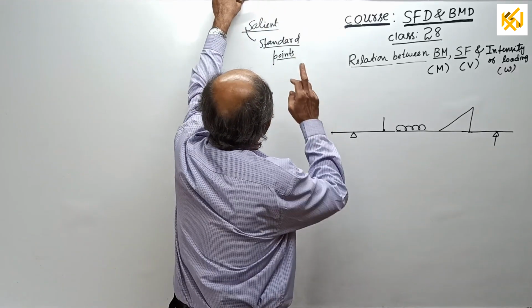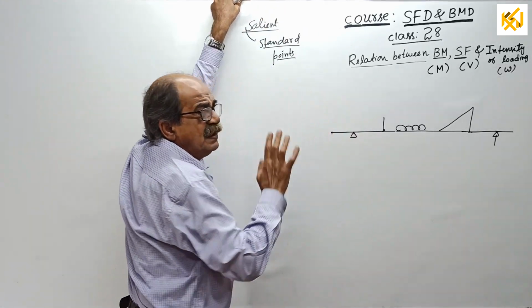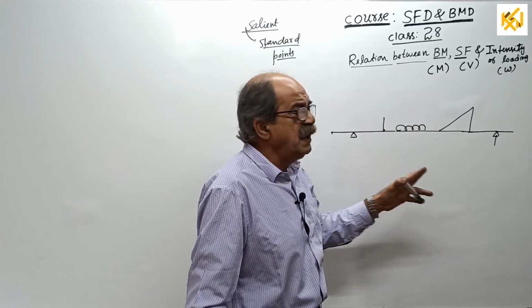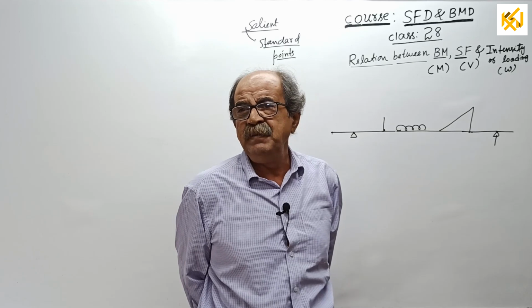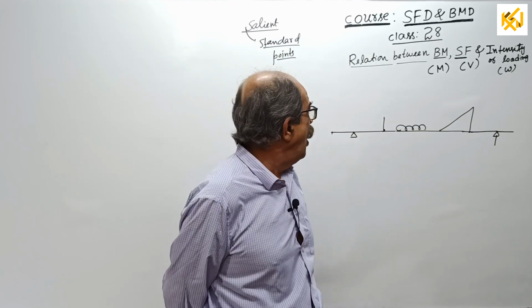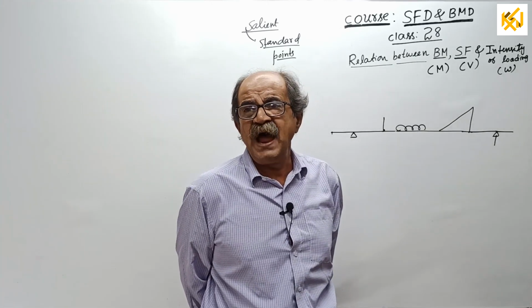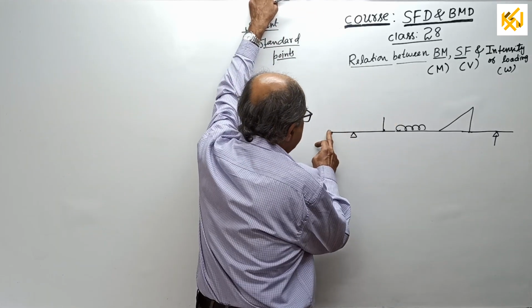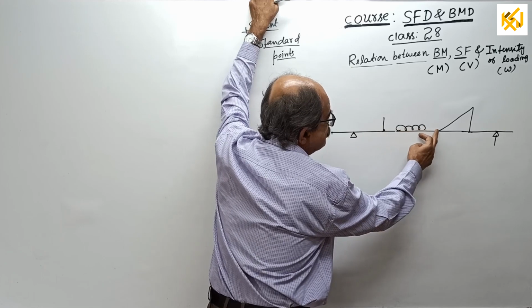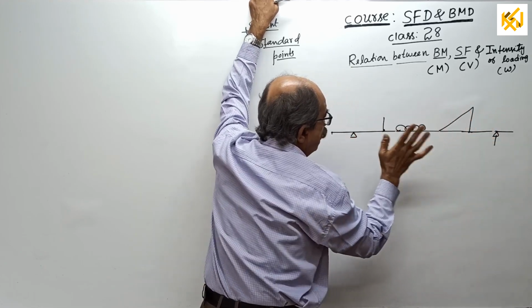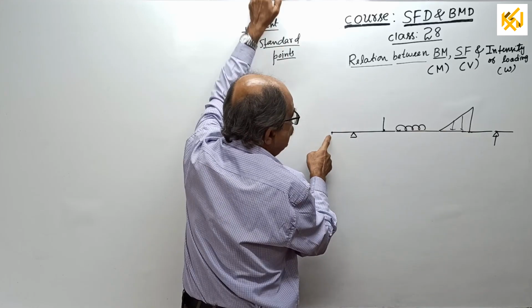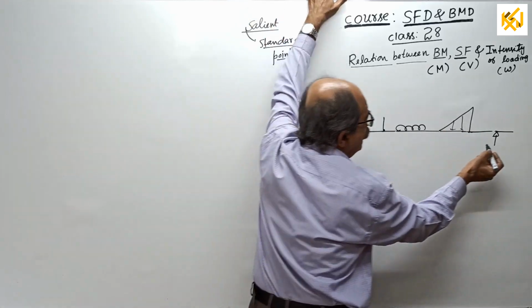Standard points for a beam means the points which are required to define the location of supports, the end of the beam, change of loading, or point loads acting at a particular point, and so on. See here, these are all standard points. I have not shown the arrow mark here, but no problem. I'll put one more point out here.